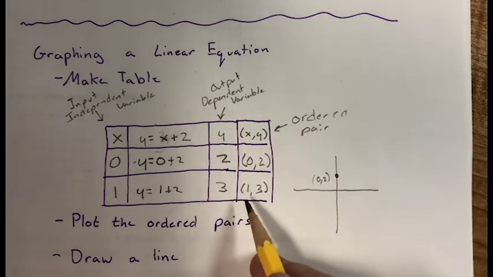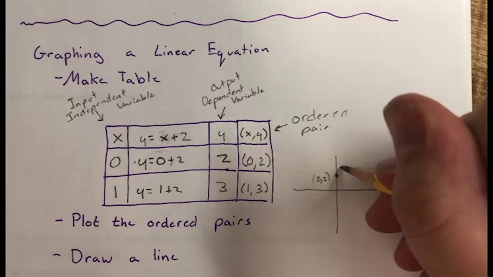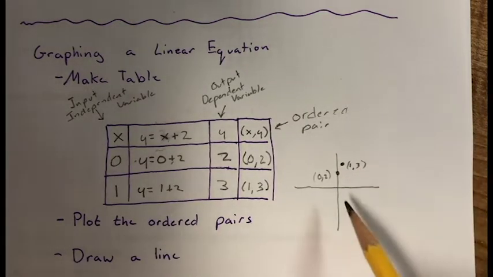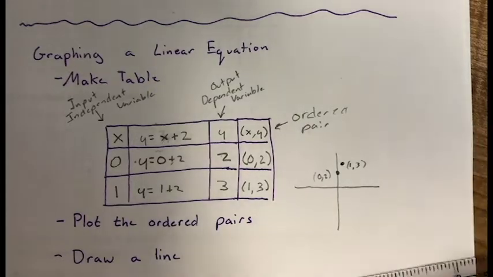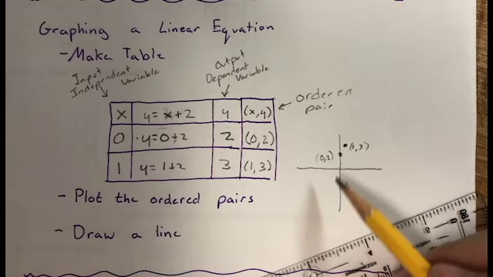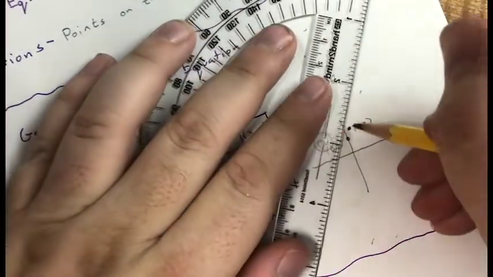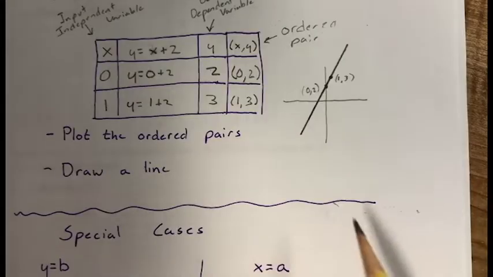And then the next ordered pair was 1 and 3. So we're going to pretend that it's right here. Okay? Here's my next point, and that's my 1 and 3. All right, is this exact? No, but I really want you to see the point more than all the perfect details. Now that I have my 2 points plotted, it says just simply draw a line. So I am going to basically connect my dots. Okay? And that's it. So I've drawn my line.